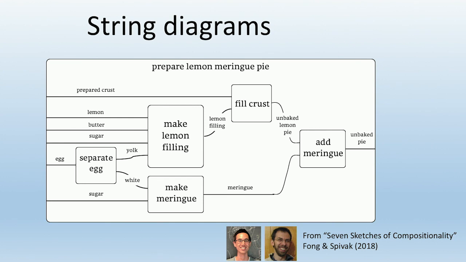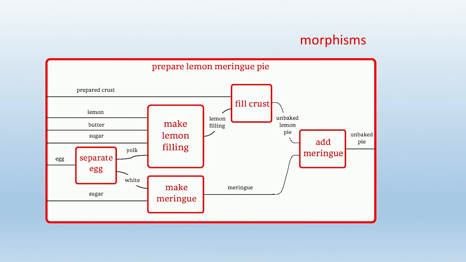How to plug it into what we've learnt so far. The boxes here are morphisms. They're the building blocks that we're building up.